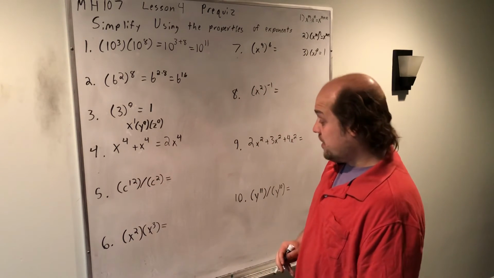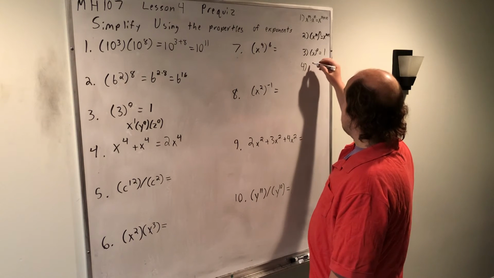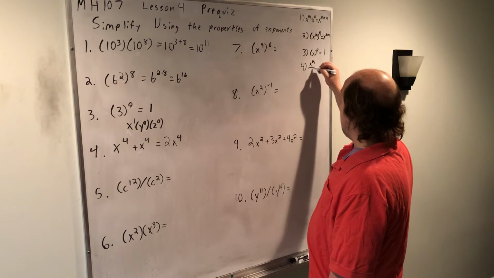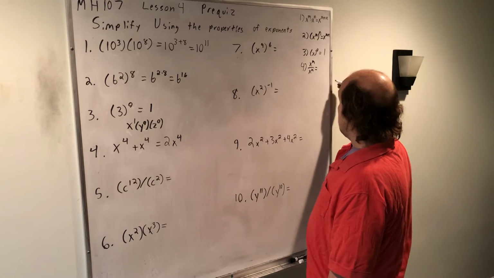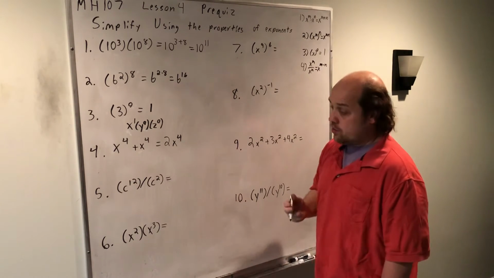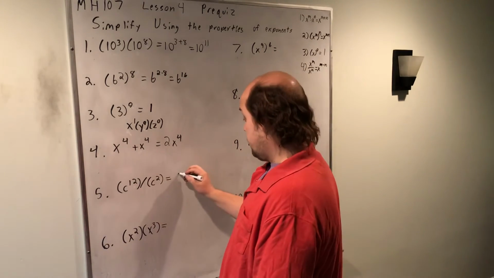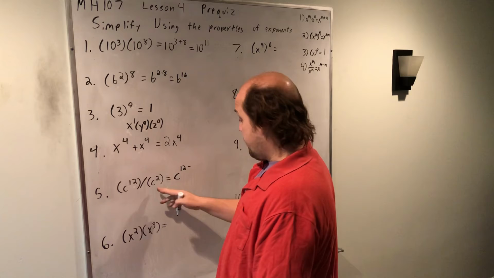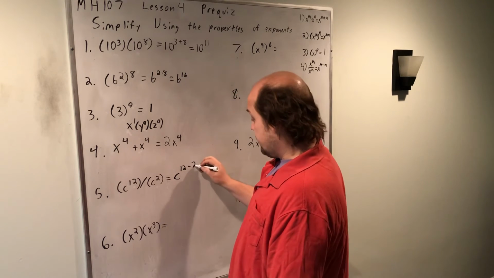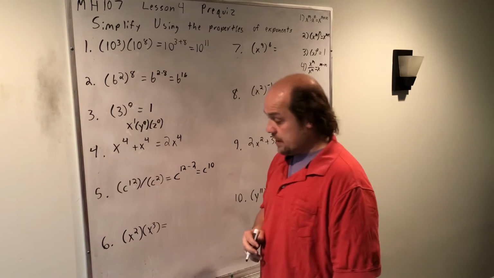Problem 5 asks me to divide two exponents. That gets me to a new rule, which is if I have x to the m over x to the n, it becomes x to the m minus n. Or in other words, you take the power on top, which in this case we have as 12. You subtract the power on bottom, which in this case we have as 2. That's why my final answer here would be c to the 10th.